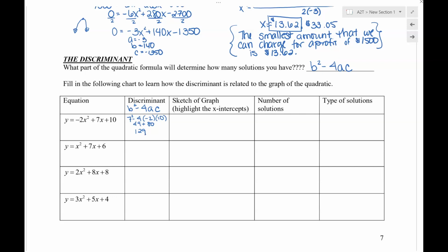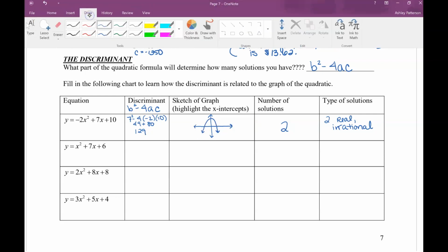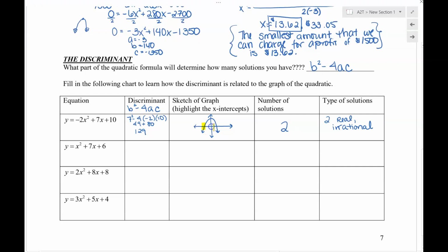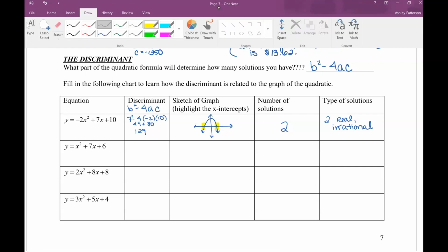Interesting. Well, if that's underneath the radical, can you take the square root of 129 without a calculator? No, you can't, because it's not a perfect square. So we still will have 2 solutions, but we'll have 2 real irrational solutions. If we were to graph that, what would that look like? Negative 2 is our a value, so it's going to open down, and it will cross the x-axis twice, because remember our solutions are x-intercepts, roots, zeros.